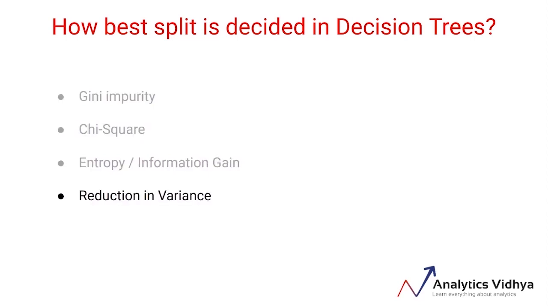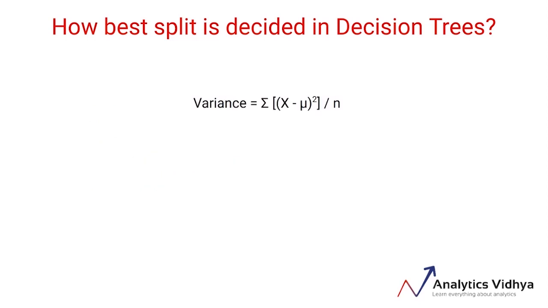This algorithm uses the standard formula of variance. We have seen this earlier in the statistics module. And we can use this to choose the best split. The formula is x minus mu whole square divided by n. Here x is the sample, mu is the mean, and n is the number of samples.